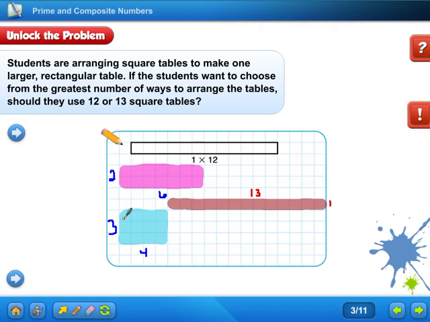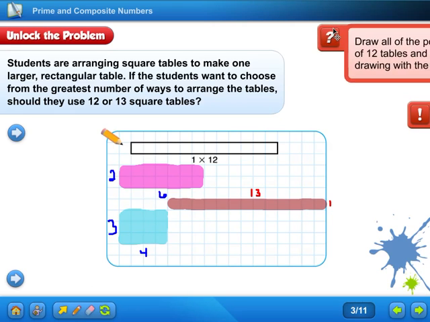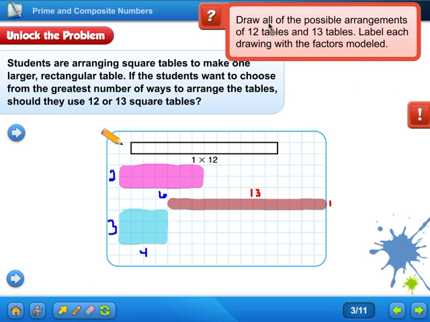The next way I did it was 3 down and 4 across. That was all 12 of their tables again. They want us to draw all the possible arrangements of the 12 tables and 13 tables. So I did that same thing with 13, but the only way I could figure out to do with the 13 was one straight line across. Put all 13 tables in one straight line.